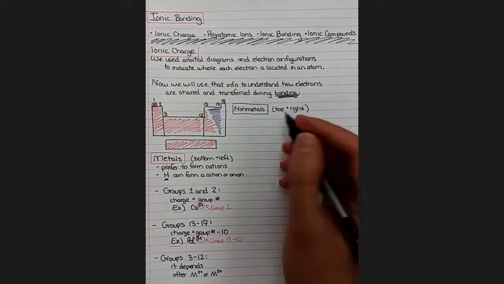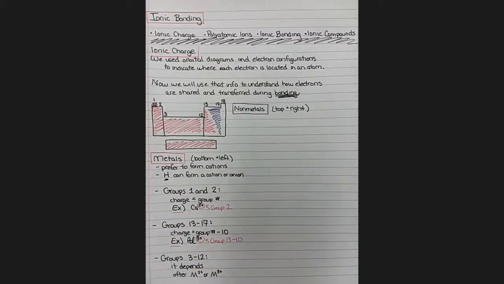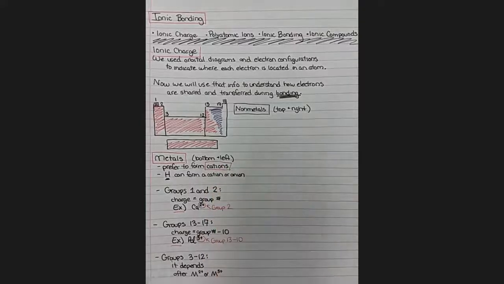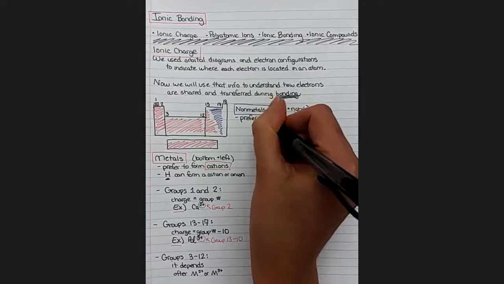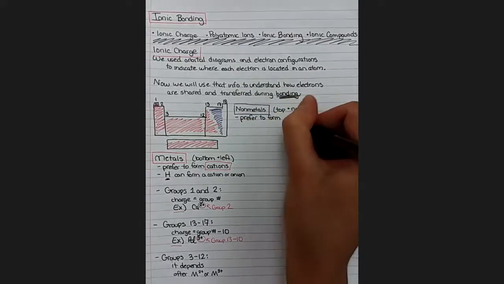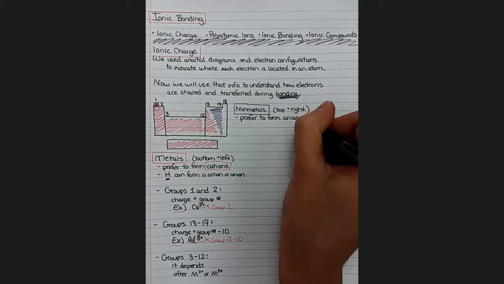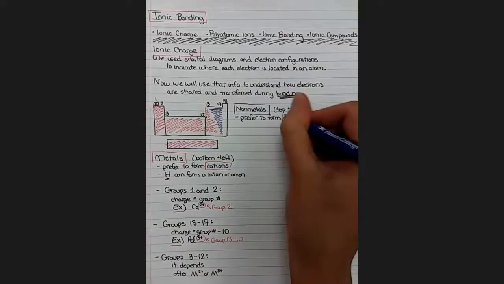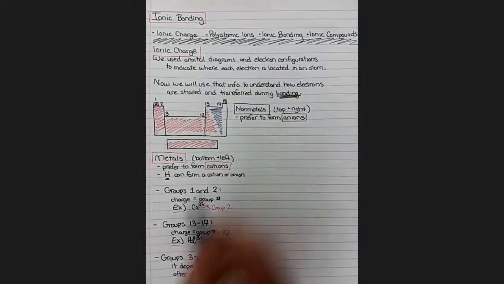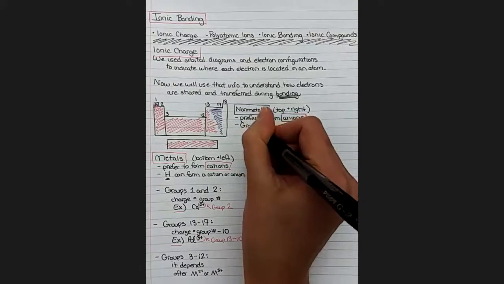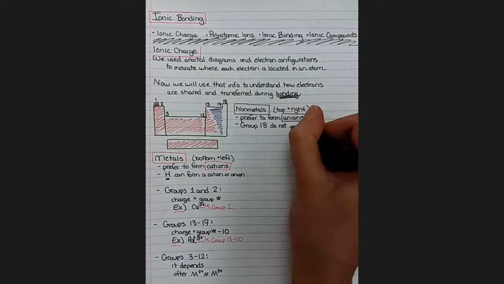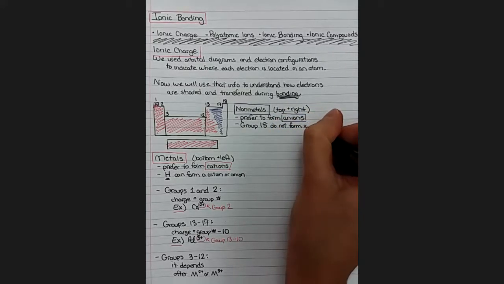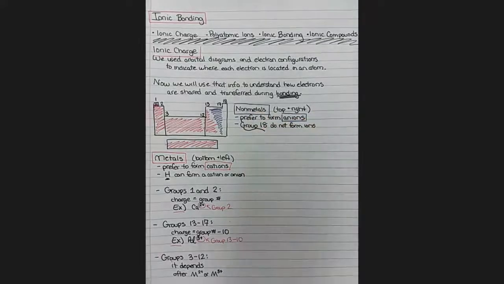All right, now let's do the nonmetals. So as you might have guessed, the metals like to form the cations, and so the nonmetals prefer to form anions. So they prefer to gain extra electrons, giving them a negative charge. And when we talk about nonmetals gaining a negative charge, we are specifically excluding group 18, the noble gases. Noble gases do not form ions. So we're not really talking about them. They don't like to form ions at all.